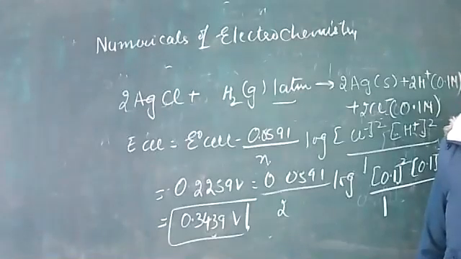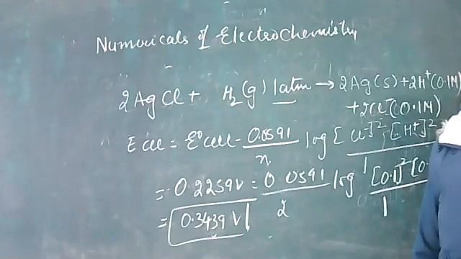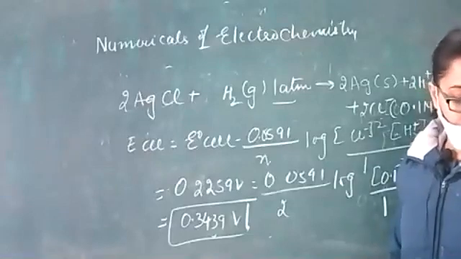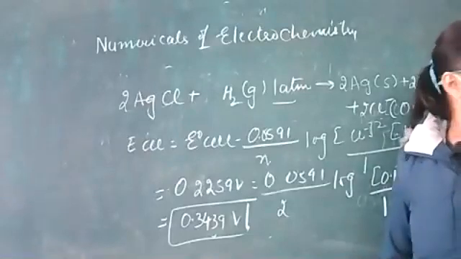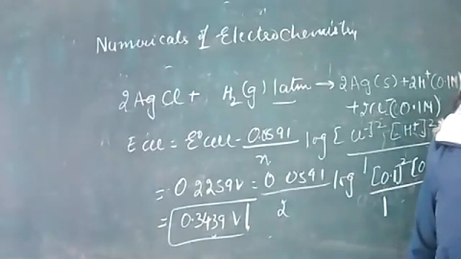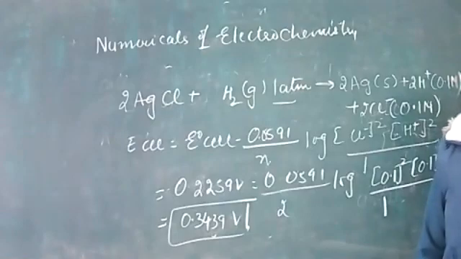Easy one. I'm taking the other type of numerical. In the button cell, it is an NCERT based question, widely used in watches and other devices. The following reaction takes place.